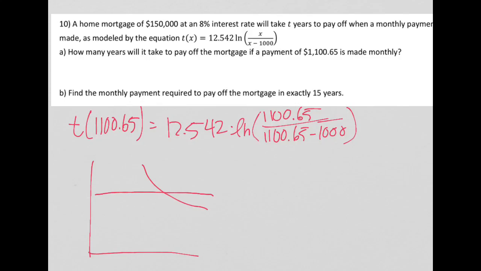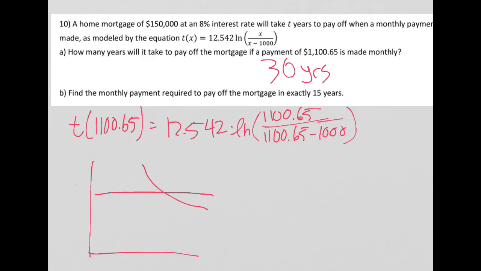And so let's think about what we need to do. To answer part A, we need to evaluate the function at that X value. So trace to that X value, hit trace, and then type in 1100.65, hit enter, and you will get 30.00052. So I'm just going to call that 30 years, because remember, our Y values are years.